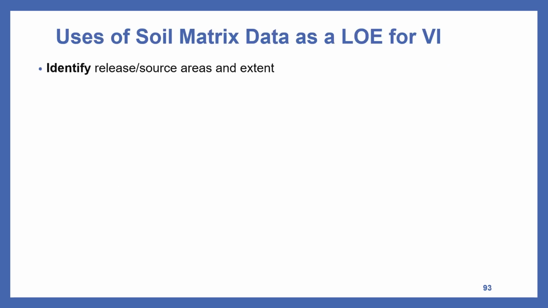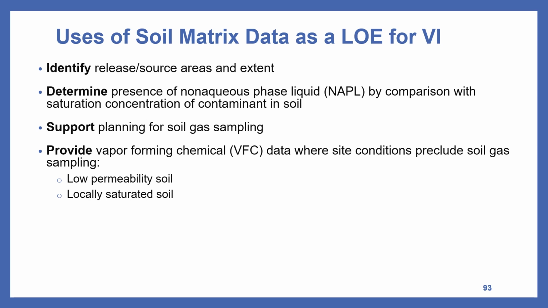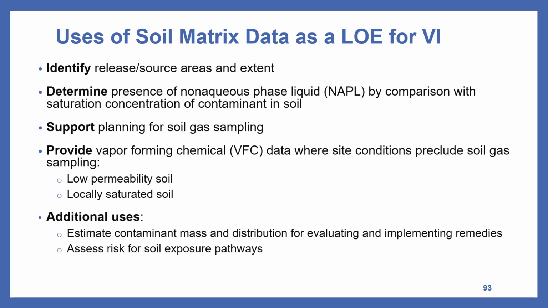For the soil matrix data line of evidence, it's not used directly for evaluating the potential for vapor intrusion. For that, we want soil gas or indoor air data primarily. But it can still be helpful as part of the evaluation to identify source areas and their extent, potentially the presence of NAPL, and planning for soil gas sampling. For situations where you can't get soil gas samples due to low permeability soil or it's locally saturated, supplementing with some soil matrix data could prove helpful. And then there are some other uses, for instance, if you need to assess risk for the direct soil exposure pathway.